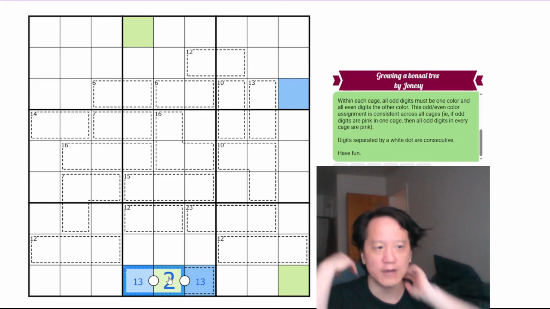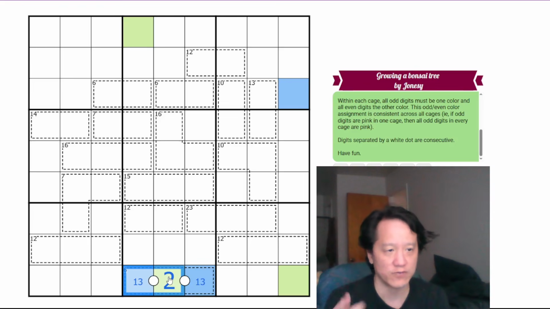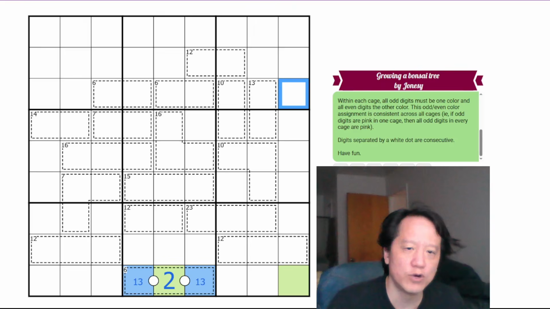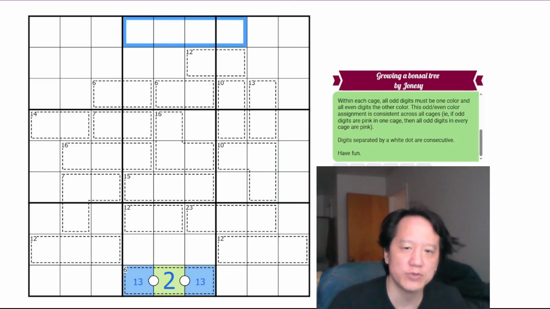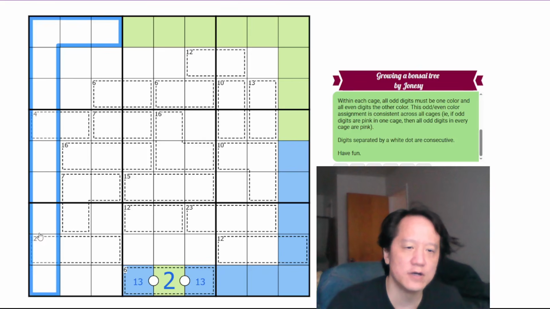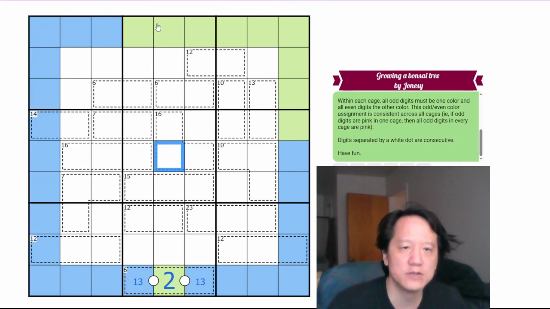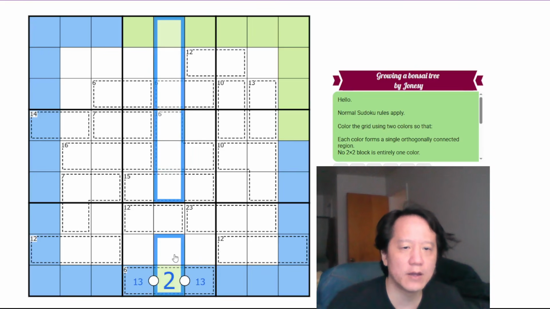So you're always going to have a change of shadings on the edge of the grid of 0, 2, 4, 6, 8, whatever. Now the question is, what happens if you try to change shadings more than twice? So say we change shading to green here from the blue, somewhere. What happens? How do you get a single region that is going to be orthogonally connected? Well, how do you do that?